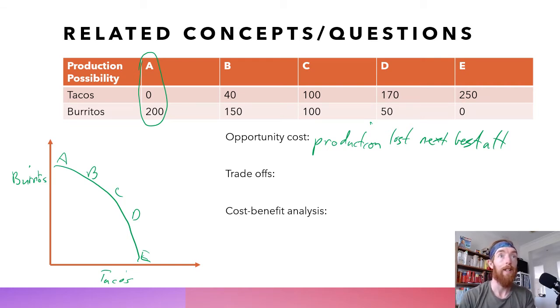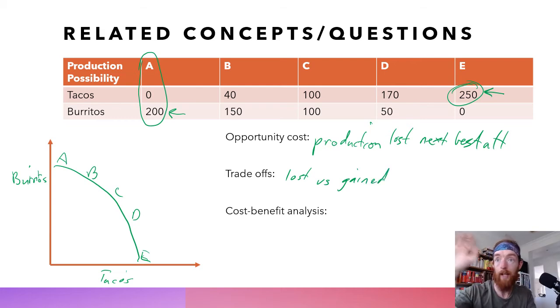So that means that when you produce 200 burritos, it means you can't produce 250 tacos overall. So the opportunity cost ends up being 250 tacos. When we look at trade-offs, we're looking at lost versus gained. Sometimes this is between time periods when we look at other theoretical questions, so short-term, long-term, benefit versus loss.